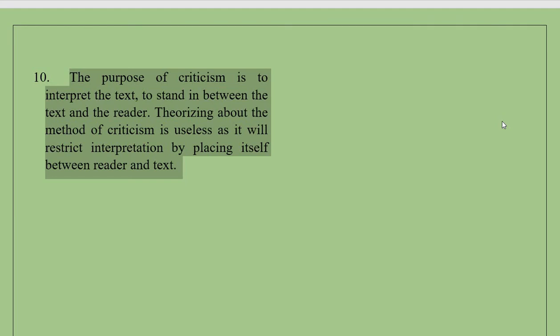Then theorizing about the method of criticism. See, there is no use of saying a lot about the method of criticism in a critical work. It is useless. So it will restrict the interpretation. It will stand in between the reader and the text. So we have seen the next 5 tenets. In total, the previous lesson and this lesson both together tell the 10 basic tenets of liberal humanism. So go through both of them again and again. Try to understand the concept. Thank you.